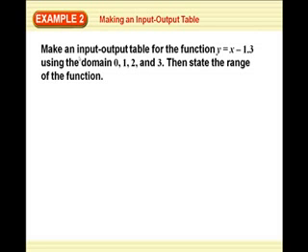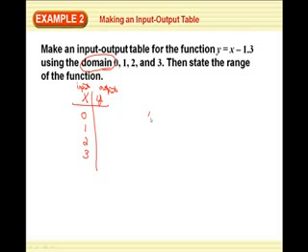Make an input-output table for the function y equals x minus 1.3 using the domain 0, 1, 2, and 3. So a lot of times, here's our input-output table. I usually use x's and y's. Usually the x is the input and the y is the output. Okay, so here's our machine. We're going to put into our machine the domain, the inputs. There's a fancy name for the inputs. So those are going to be the x's, 0, 1, 2, and 3.